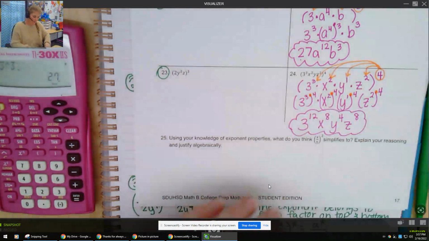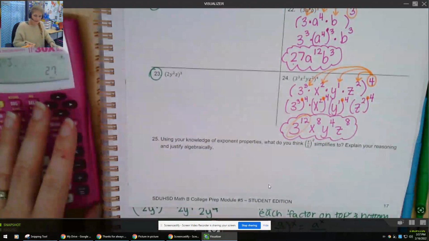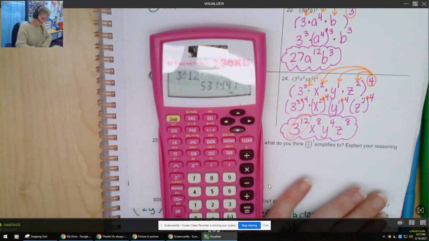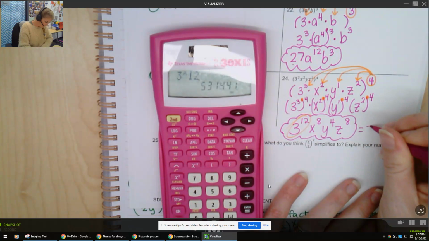Oh, and a little note I want to make, you guys. So 3 to the 12, since we have a calculator, let's simplify that all the way. 3 raised to the 12th power. Oh my goodness, it's a huge number.